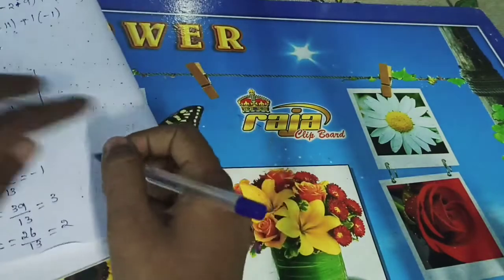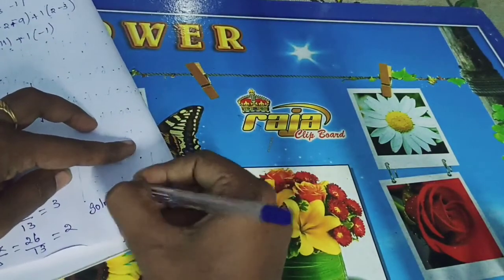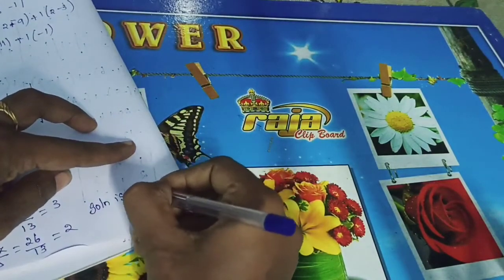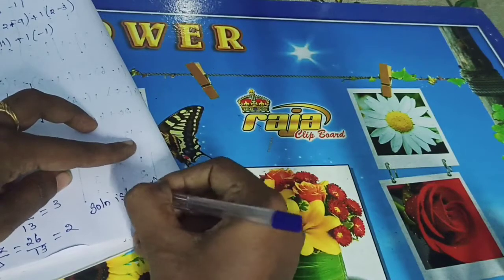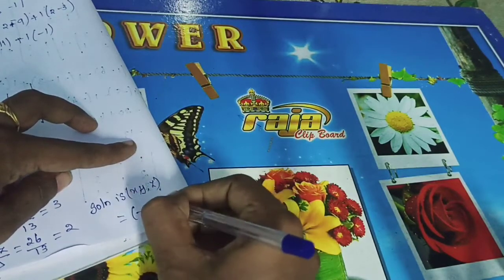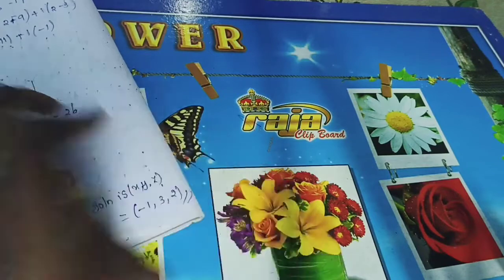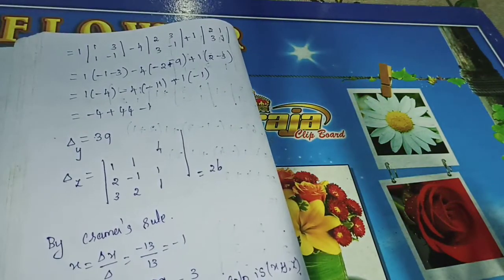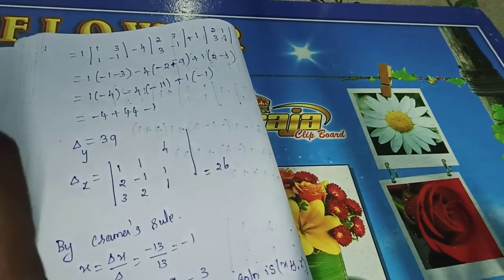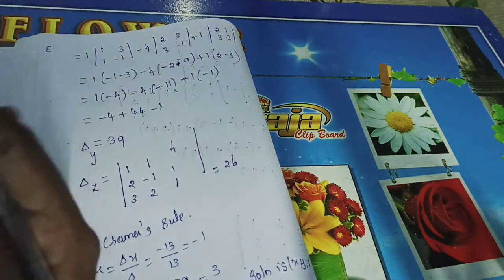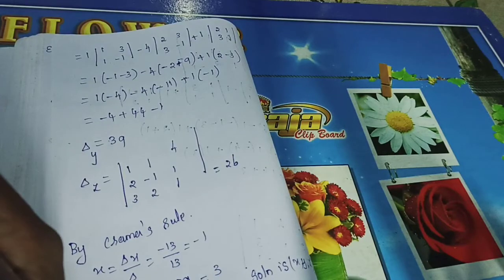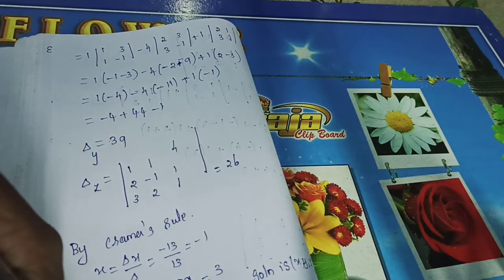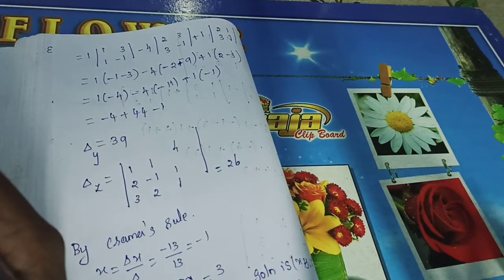Now what's the solution? Don't forget, write down the solution. Solution is x, y, z is equal to minus 1, 3, 2. This is the required answer. If you need, you can check it. Understand? Very, very easy question. But you need to be very careful when you are finding delta X, delta Y and delta Z, and apply Cramer's rule and find out the x, y, z value. I hope you got it.